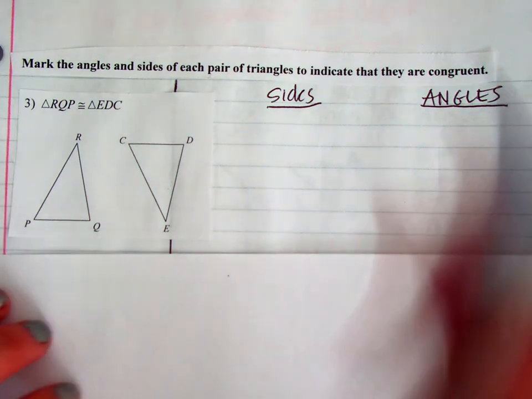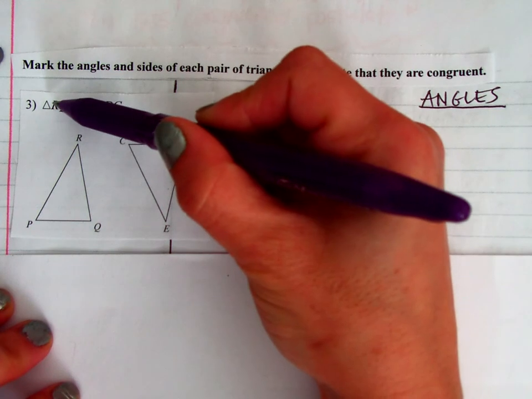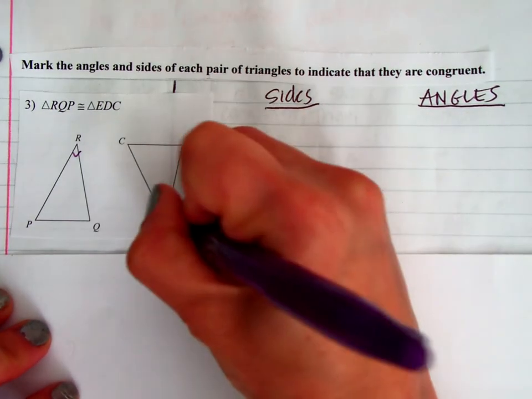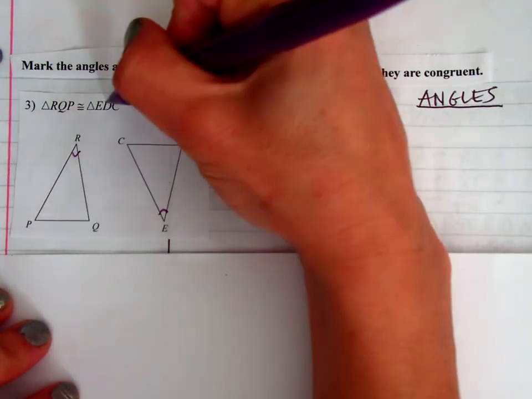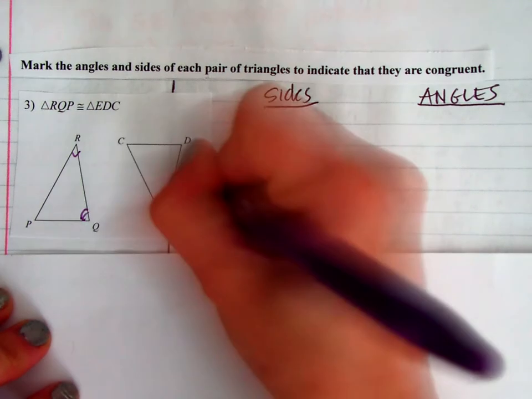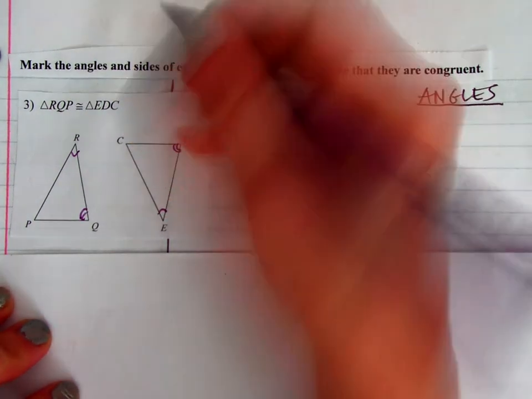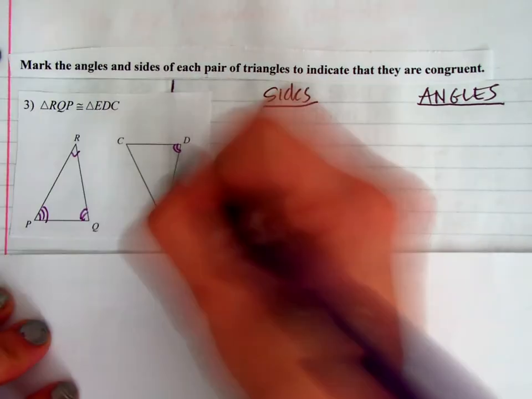All right, for me, I'm going to start with angles. So R matches up with E. So angle R gets 1 mark. Q matches up with D. So that's going to get 2 marks. And then P matches up with C. So that one's going to get 3 marks.